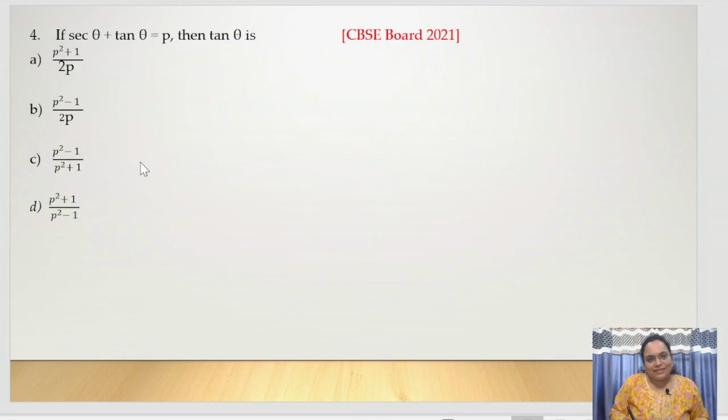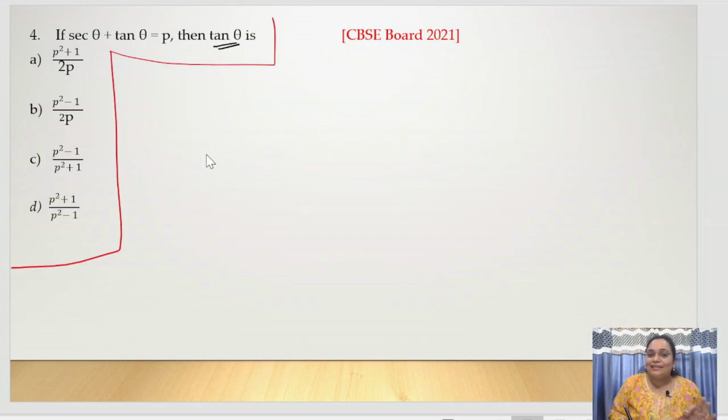So let us solve the next question. If secant theta plus tan theta is equal to P, then tan theta is equal to. With secant theta and tan theta, we have an identity, right? What is that identity? That is secant square theta minus tan square theta is equal to 1. This is the identity we have.